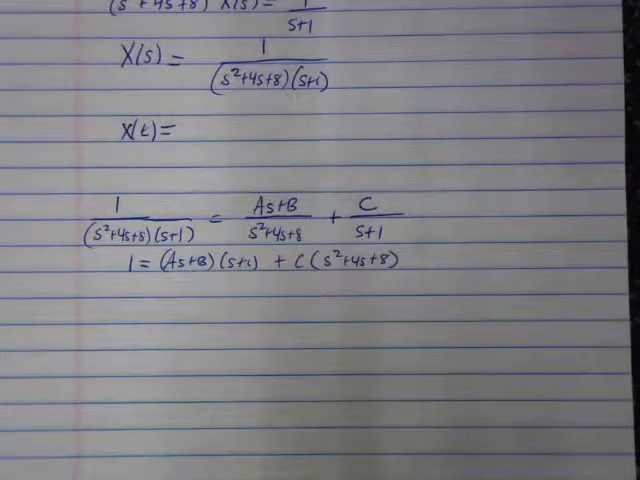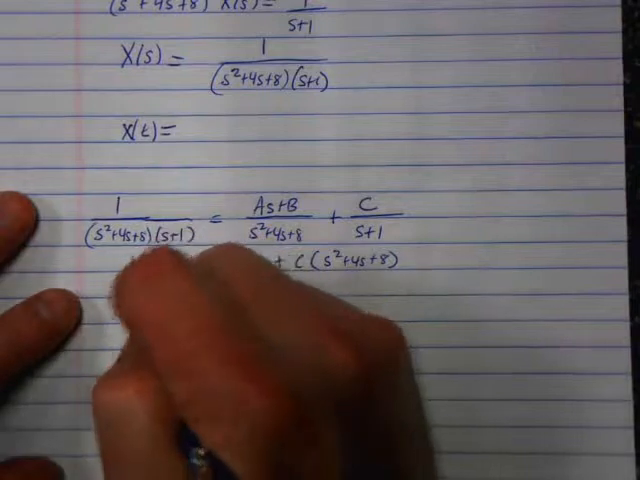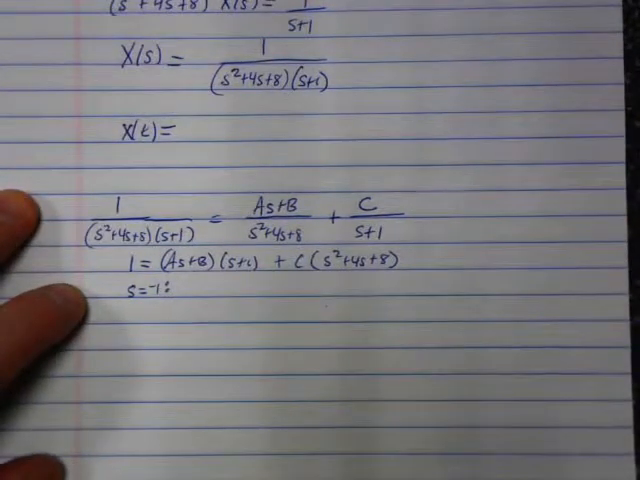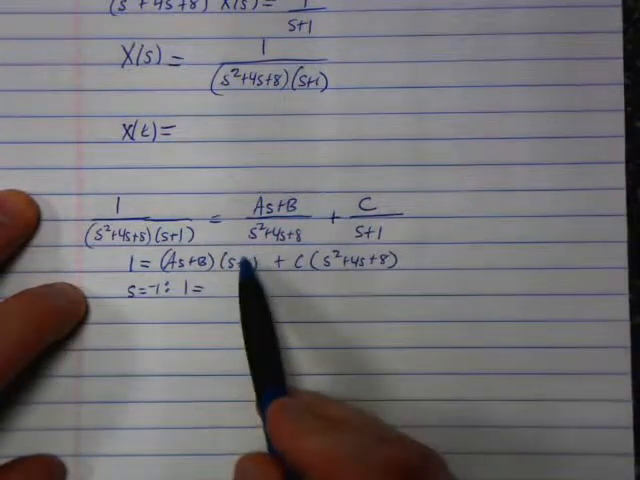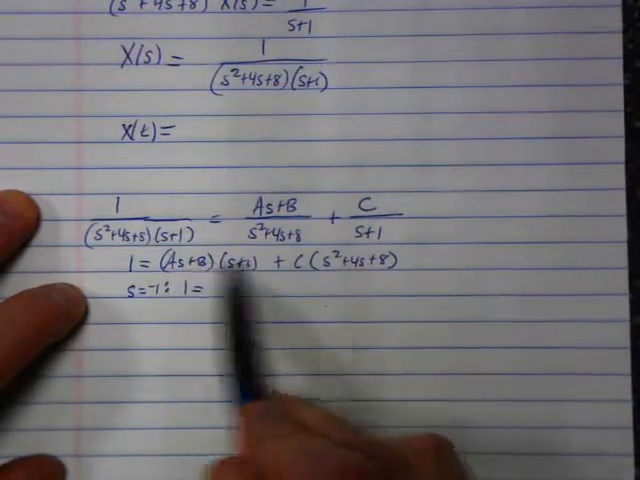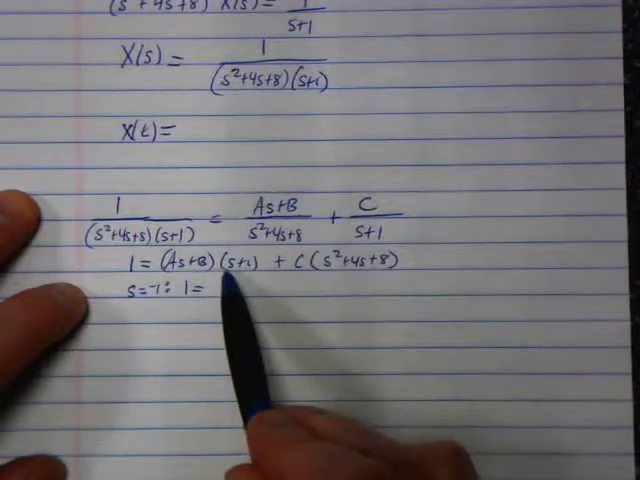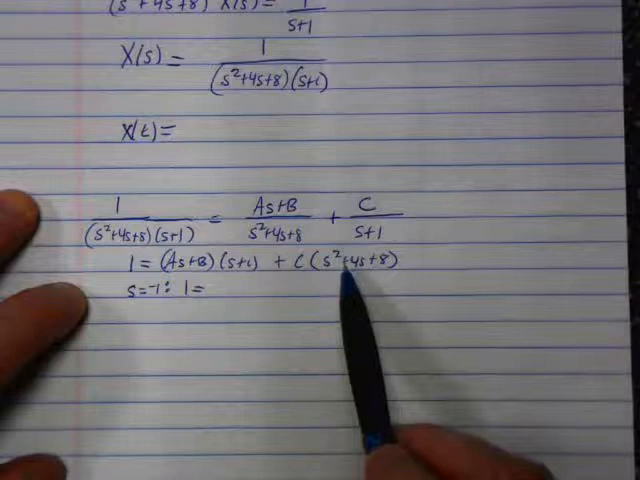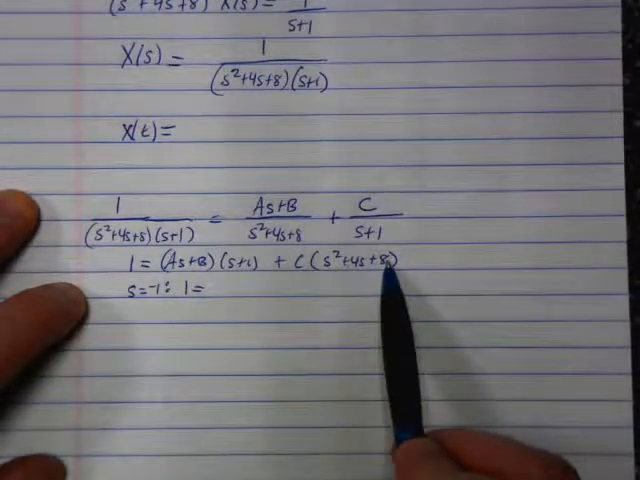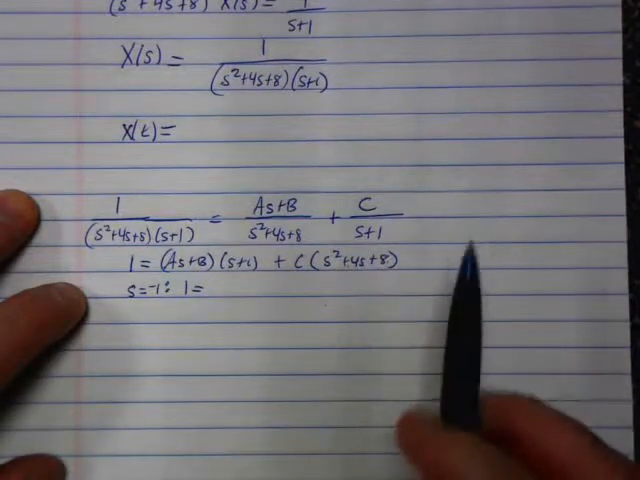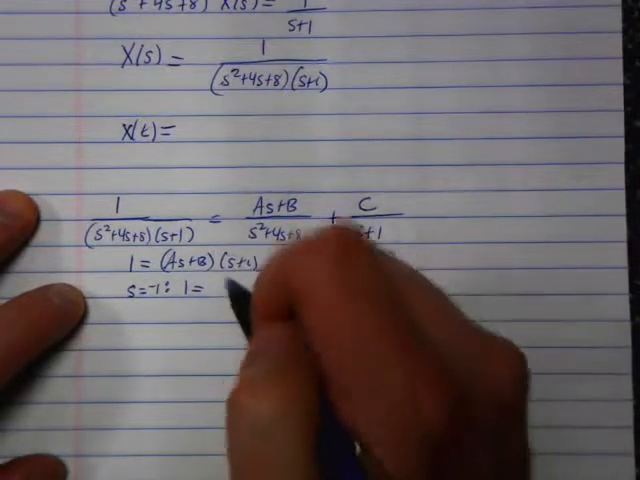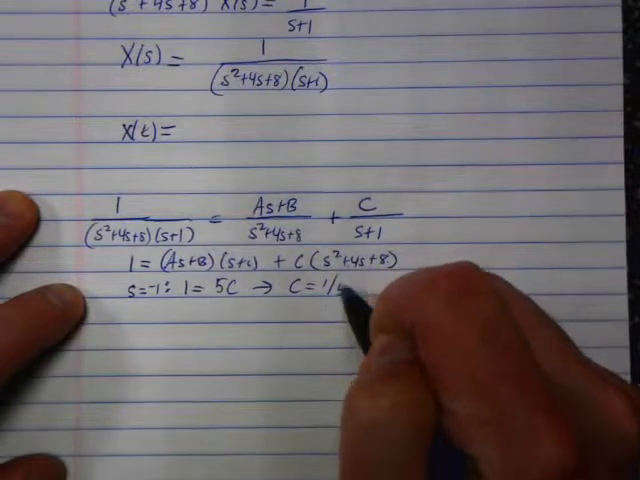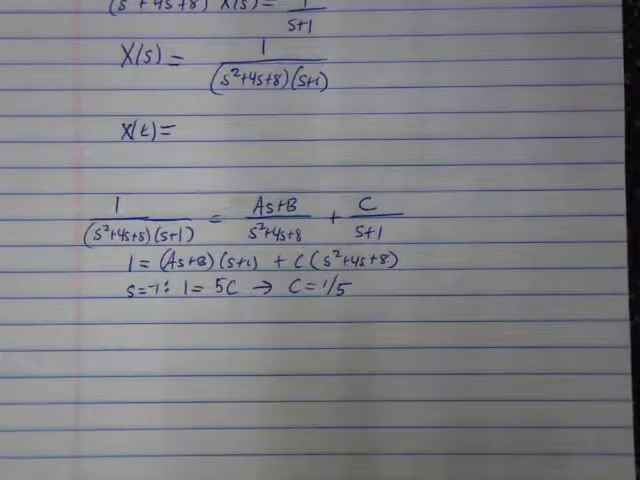Anybody have a favorite number? Negative 1. s equals negative 1. When I plug in s equals negative 1, I get 1 equals, I get a 0 right there, so the a and the b are both eliminated. And I get 1 minus 4 plus 8, that sounds like about 5. 5c. So c is 1/5.